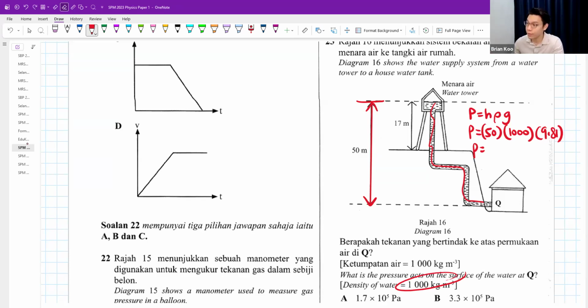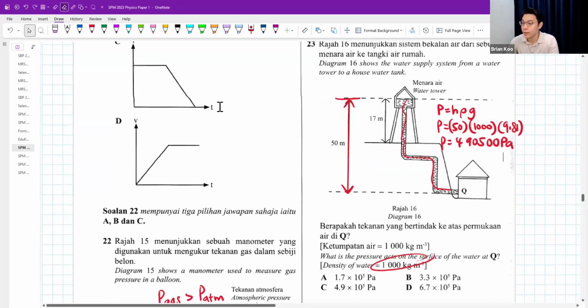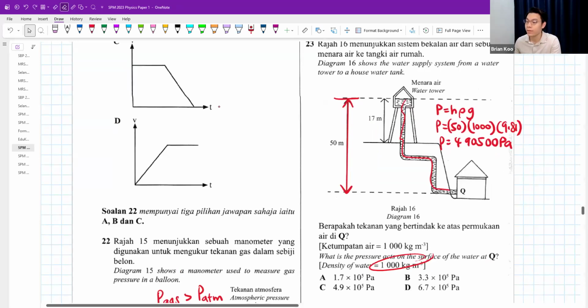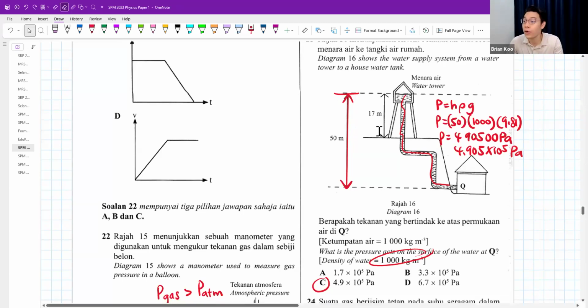I get 490,500 Pascal. That looks like C as the answer, 4.9 times 10 to the power of 5 Pascal. Okay. Then we move on. Question 24.